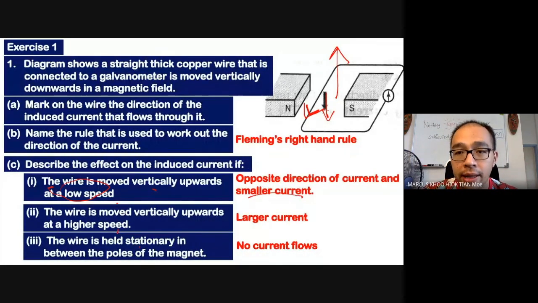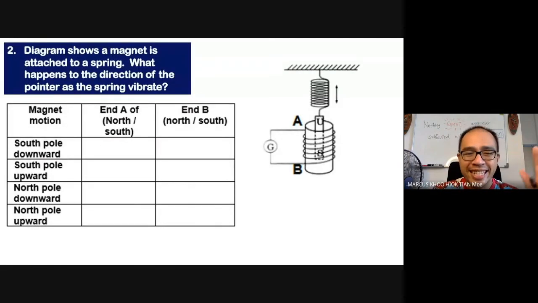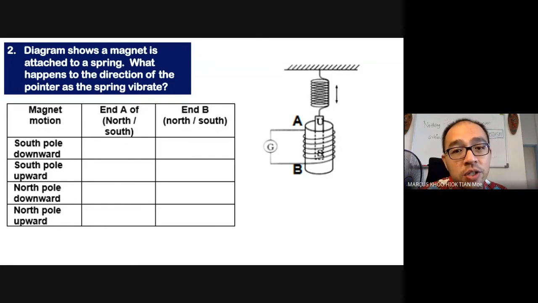Okay, alright, last question for the day. The diagram shows a magnet that is attached to the spring. What happens to the direction of the pointer as the spring vibrates? So this is a little bit different now. The magnet is being moved up, down, up, down, up, down.